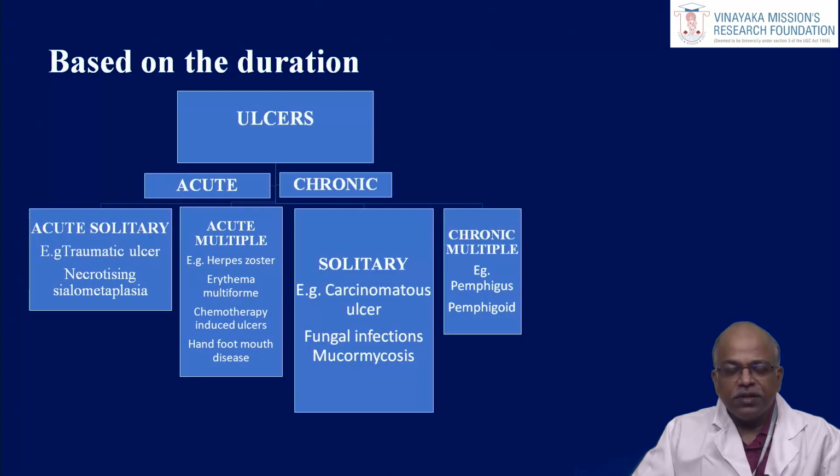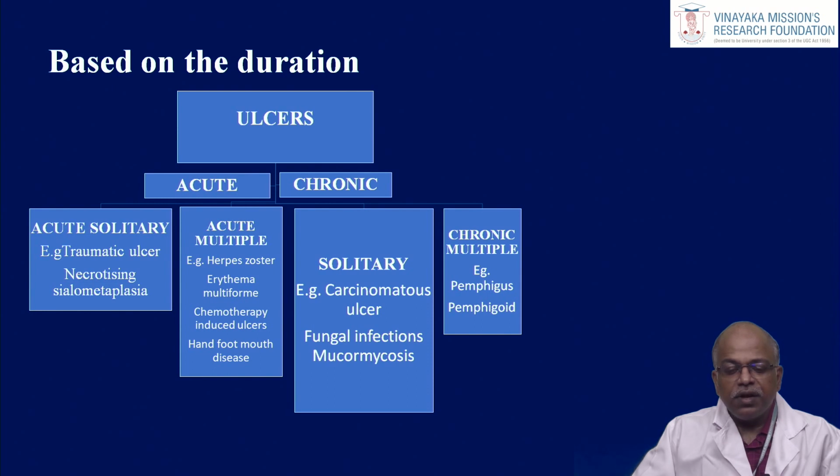Based on the duration, the ulcers are classified as acute and chronic. Under acute, there are acute solitary ulcers and acute multiple ulcers. Under chronic ulcers, they are classified as chronic solitary ulcers and chronic multiple ulcers. Examples of acute solitary ulcers include traumatic ulcers and necrotizing sialometaplasia, which mimics malignancy. Acute multiple ulcers include herpes zoster, erythema multiforme, chemotherapy-induced ulcers, hand-foot-mouth disease.